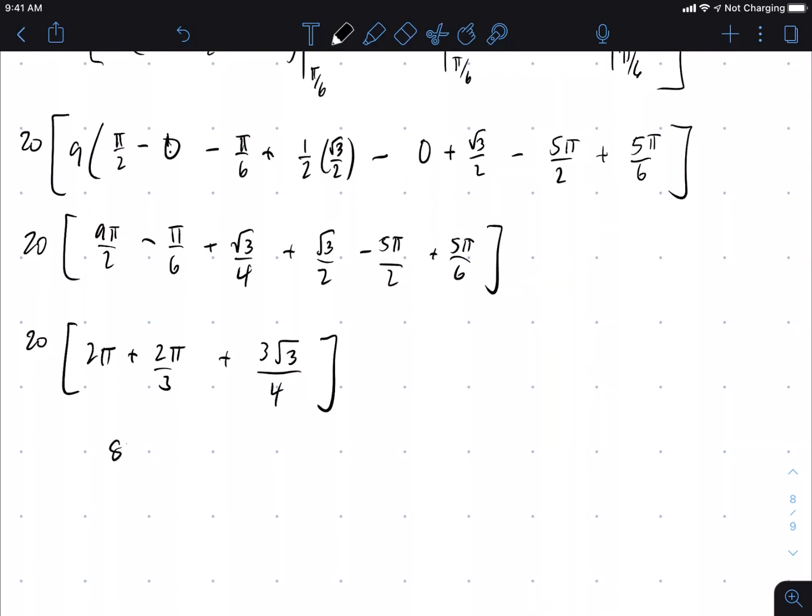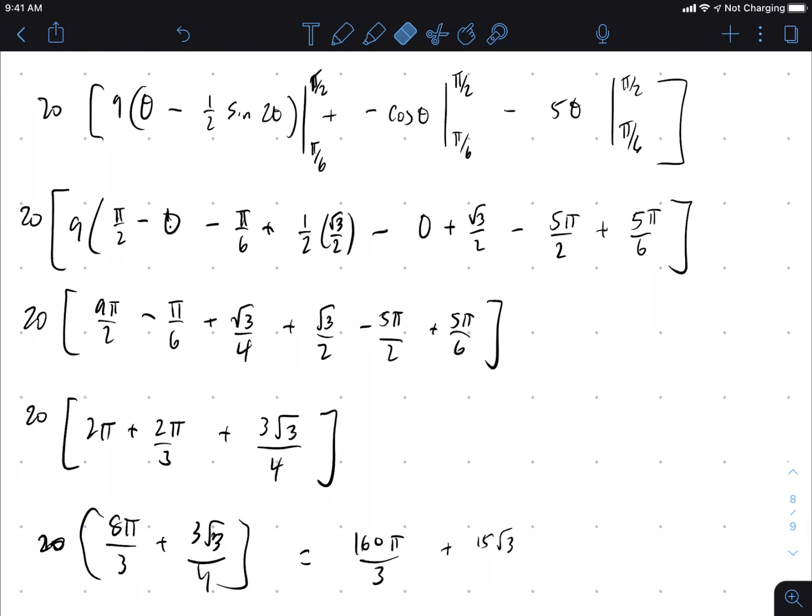8 pi over 3 plus 3 rad 3 over 4 times 20. What the heck is that? 160 pi over 3 plus 15 rad 3. I think we did something wrong. We must have plugged in some values wrong. My integration was right though, right?